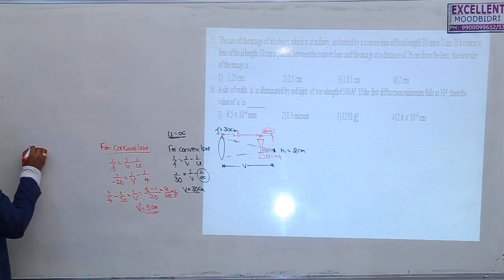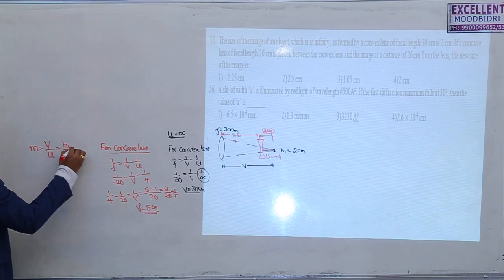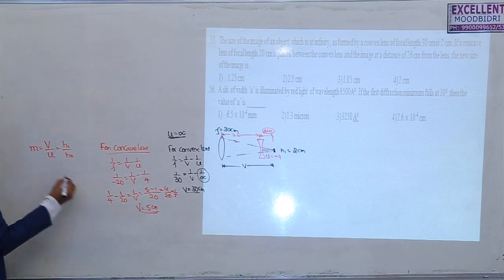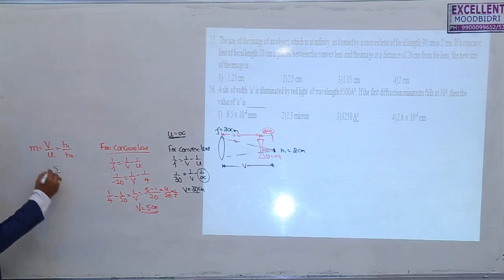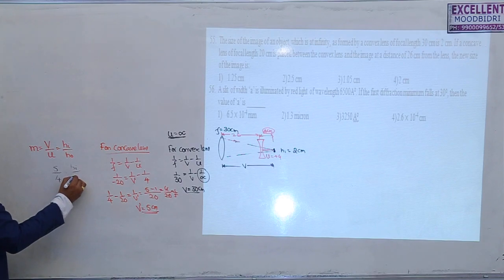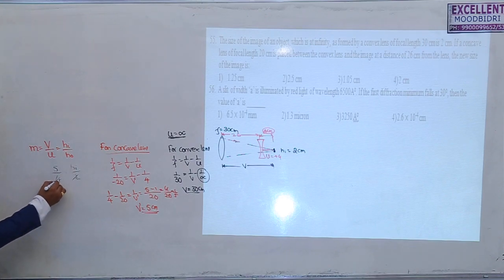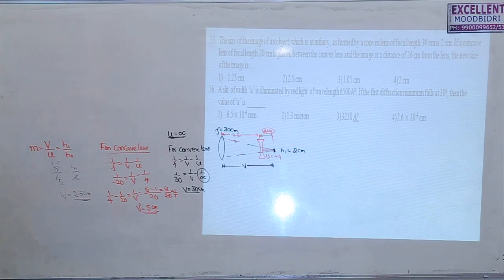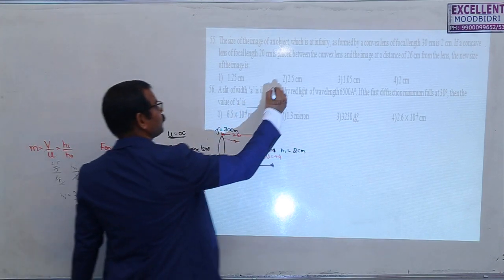Now, we will take for this concave lens, magnification is given by image distance by object distance, which is equal to height of image by height of object. Now, substitute these values. Object distance, image distance are known to us. So this is 5 by object distance for the concave lens is 4. This is height of image by height of object is 2 centimeters. So if you cancel, you will get height of image as 2.5 centimeters. So the correct answer is option 2.